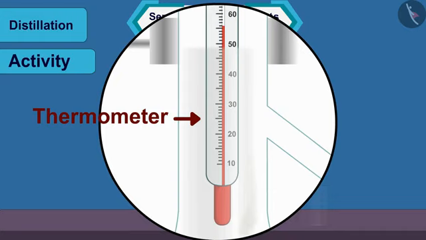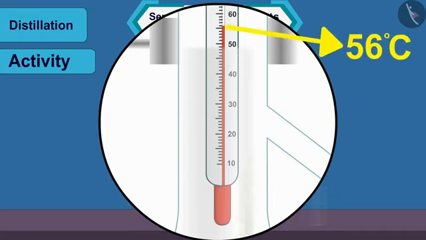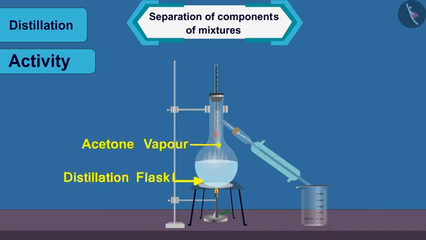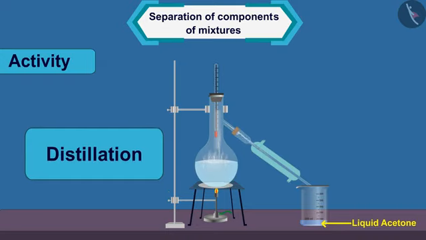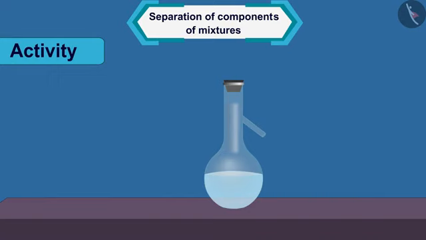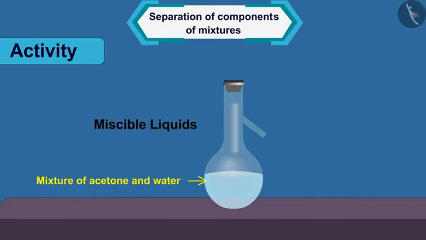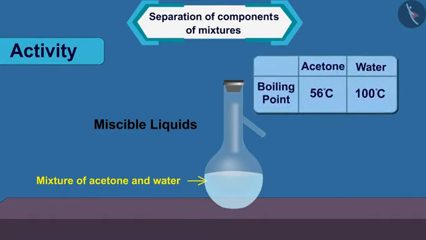Vapor of acetone appears to rise in the flask at approximately 56 degrees Celsius. This acetone vapor passes through the condenser. It starts condensing and again accumulates in the beaker in the liquid phase. In this way, we can separate the mixture of acetone and water by distillation. This was possible because a mixture of acetone and water is a mixture of two miscible liquids that boil without decomposition and have a sufficient difference in their boiling points, between 56 degrees Celsius and 100 degrees Celsius.